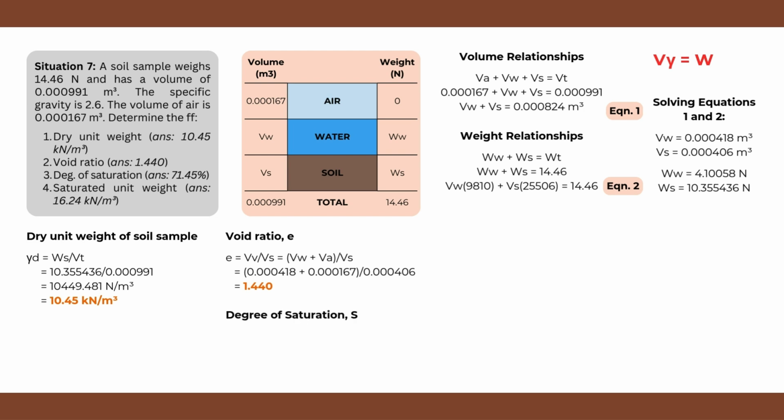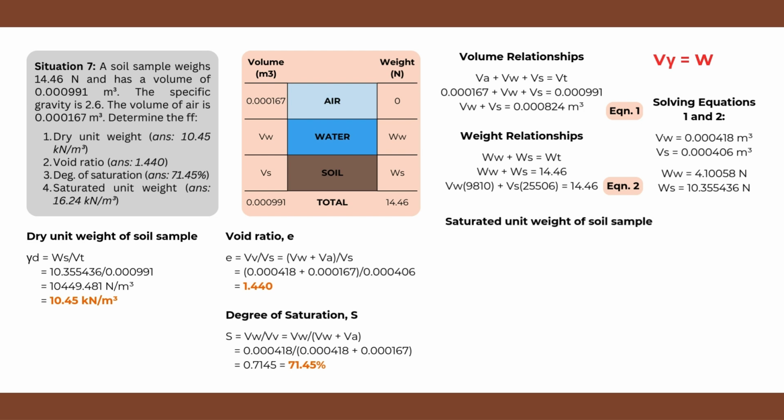Moving forward, the degree of saturation can be determined by dividing the volume of water by the volume of voids. So, parang similar lang sa kanina. Plug lang natin yung values natin and we'll get a value of 0.7145 or in terms of percentage, 71.45% ang magiging final answer natin.